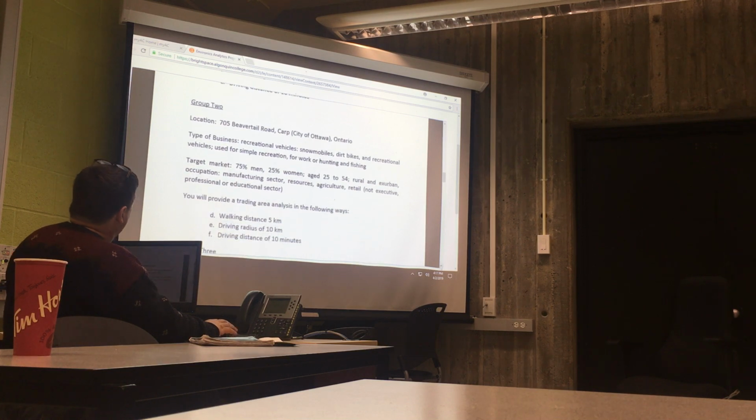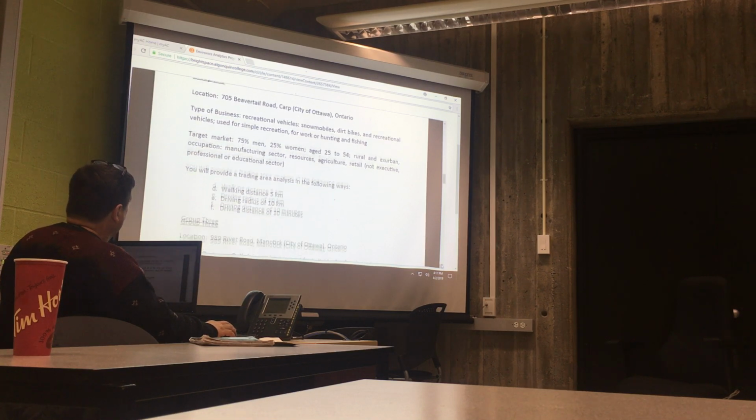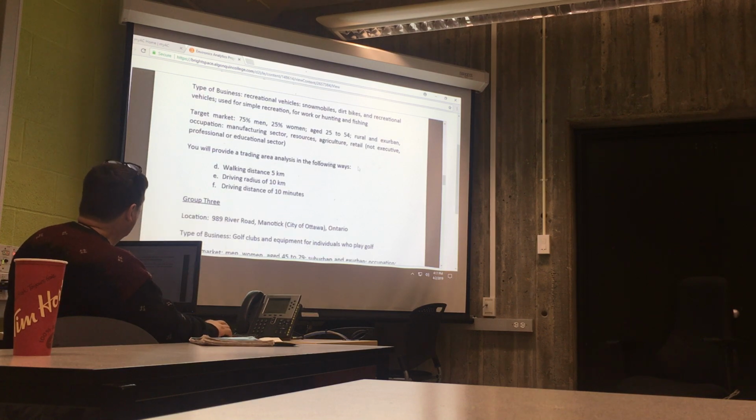This one here, group two, is 705 Beavertail Road, type of business, recreational vehicles, snowmobiles, dirt bikes, something more appropriate for the country. Your target market here is more men than women, aged 25 to 54, rural and exurban, occupation, manufacturing sector, resources, agriculture, retail, not executive, professional, or educational sector. Again, I've given you the parameters in which you would work.